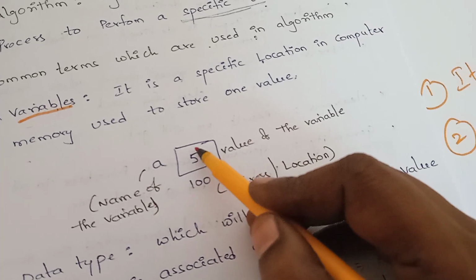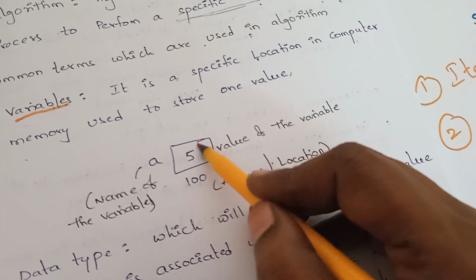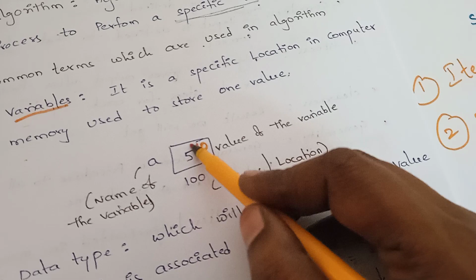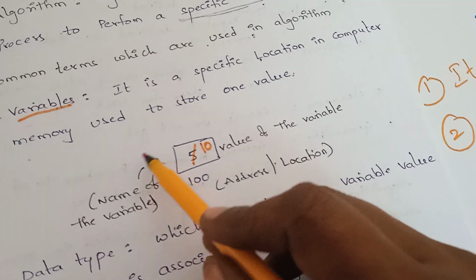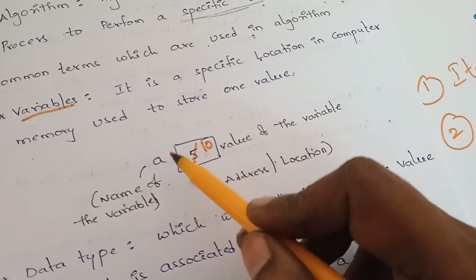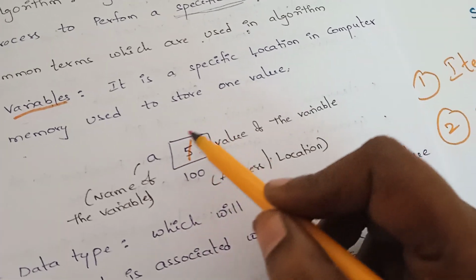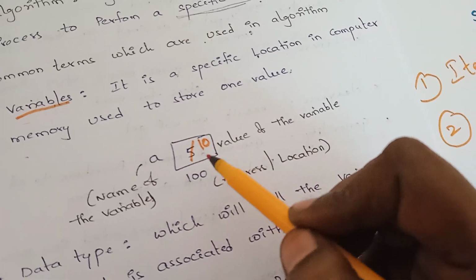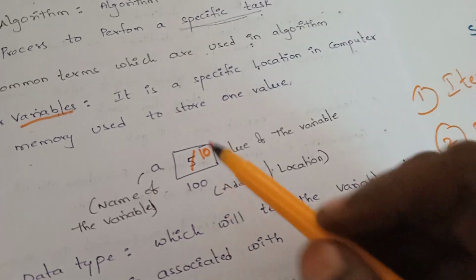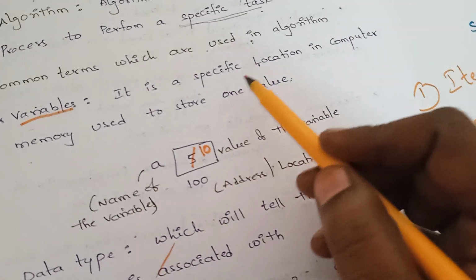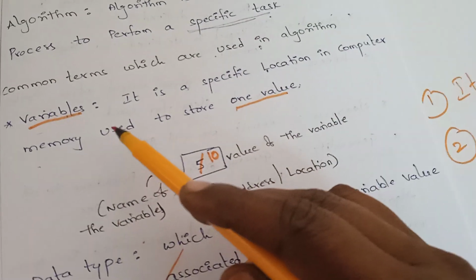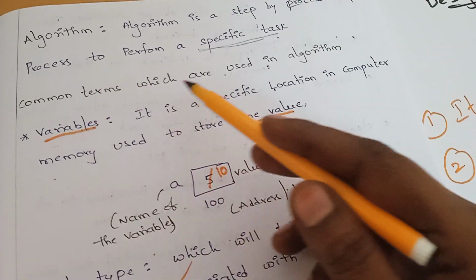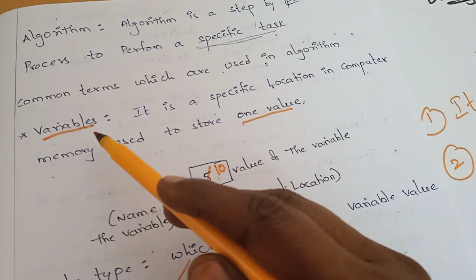Now this time it is 5. If I wanted to put 10 here, yes, I can; the value 5 will get updated with 10. So what is a variable? A variable is a memory location used to store a value, and it can store only one value. So this is what a variable is. The common term used in an algorithm is the variable.